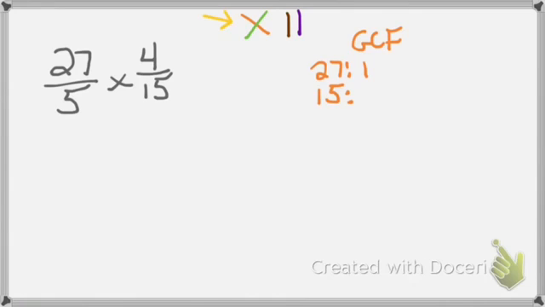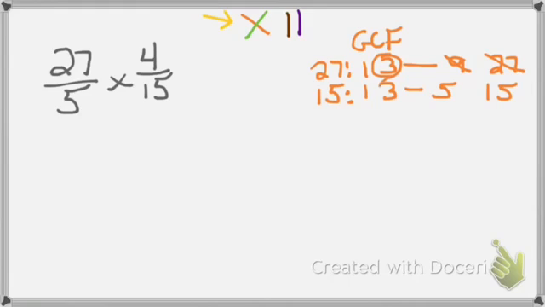Factors of 27 are 1 and 27. 2 doesn't work. 3 does work. 3 times 9 is 27. 4 doesn't work. 5 doesn't work. 6, 7, 8, 9. I already have. I'm done. Factors of 15 are 1 and 15. 2 doesn't work, but 3 does. 3 times 5 is 15. 4 doesn't work. I already have the 5. I'm done.